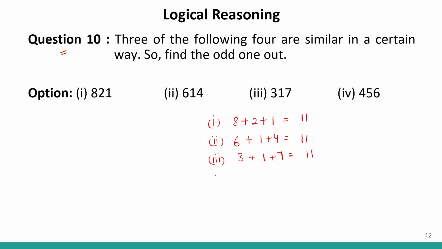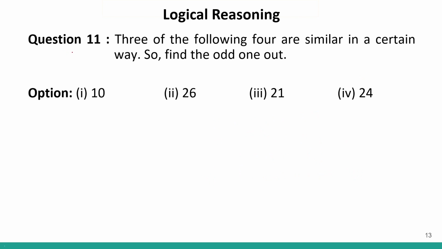Correct? And if I look at option number 4 and I add 4 plus 5 plus 6, so 4 plus 5 will be equal to 9 and 9 plus 6 will be equal to how much? 15. So we can see in option number 1, 2 and 3, the sum of the individual digits was 11. But in this we had 15. Therefore, this is the odd one out. This is the different answer. So option number 4 will be your correct answer. Okay.